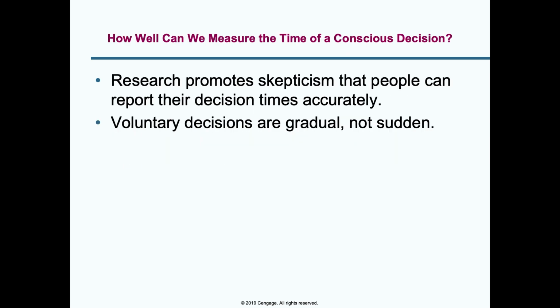So that's why there is some kind of skepticism with measuring the time of an actual conscious decision, because remember, we're not talking about the time you actually do the action, let's say of moving your wrist or wiggling your fingers, but the conscious decision to do that action took place earlier. And how well can we measure that time?